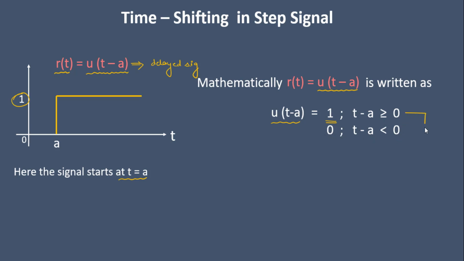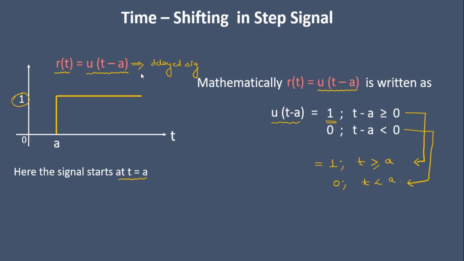I can also write this equation as u of t minus a is 1 for t greater than or equal to a, and it is equal to 0 for t less than a. So both these equations are correct. In signals and systems, we call this a right shifted signal.